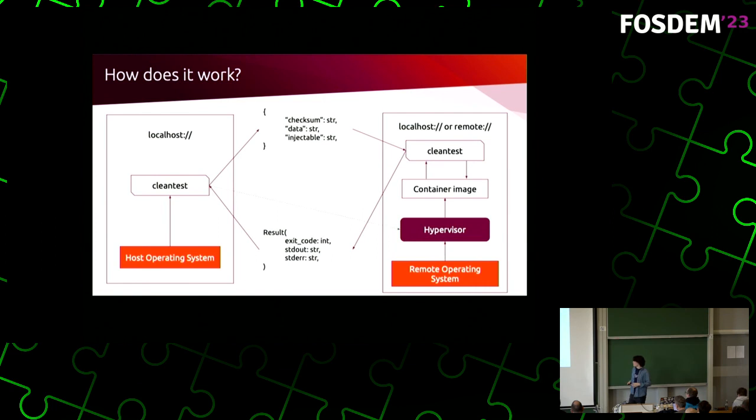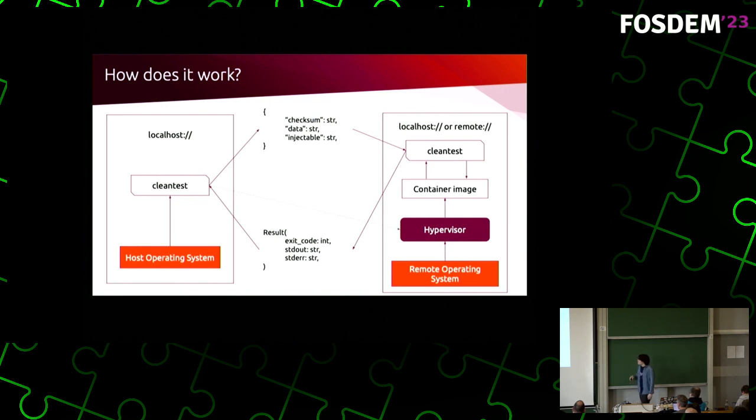Says that they need a CentOS image, so bring up a CentOS image for me. And then once that's done, what clean test does is that it takes that test body function and creates a simple JSON packet, which has a checksum to verify the authenticity of the testlet, the data, which is basically the testlet encoded, and any data necessary for the testlet, and then the injectable, which is basically like, hey, when you get this data packet, here's what you need to do with it.